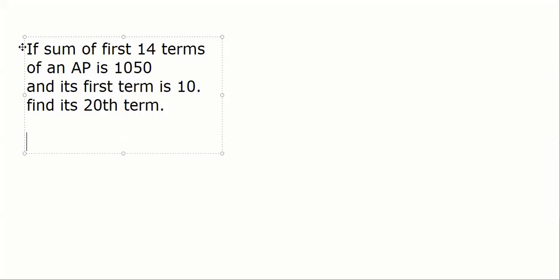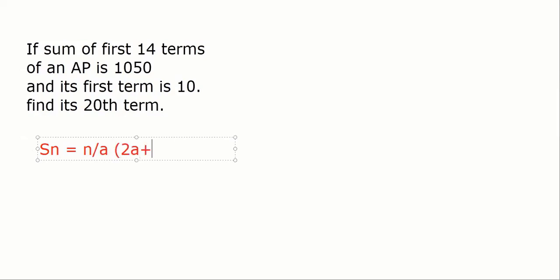If the sum of the first 14 terms of an AP is 1050, very interesting thing. Dhruv, what should be the first step? What are the things given, sir? 1050 equals 14 upon 2. So Dhruv is using the sum formula S equals n by 2 into 2a plus n minus 1. This is what you are using, right?